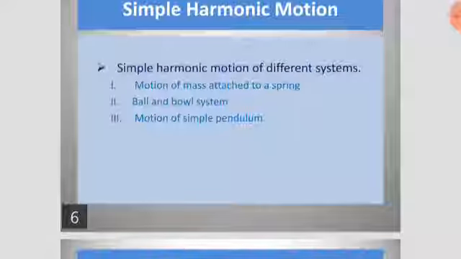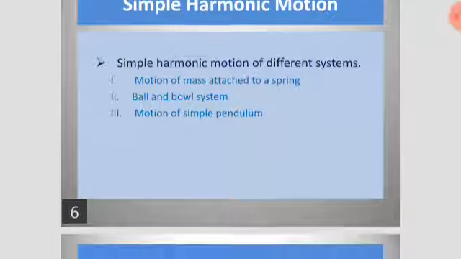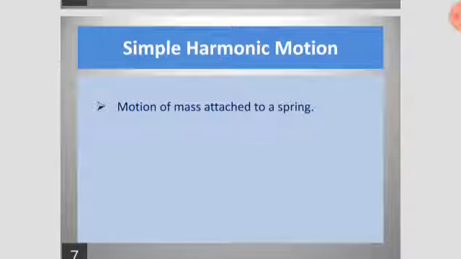Students, there are different systems which we are going to discuss related to simple harmonic motion. Simple harmonic motion of different systems: one is motion of mass attached to a spring, another is the ball and bowl system, and motion of a simple pendulum. Motion of mass attached to a spring is our main focus today. So students, I will discuss this.